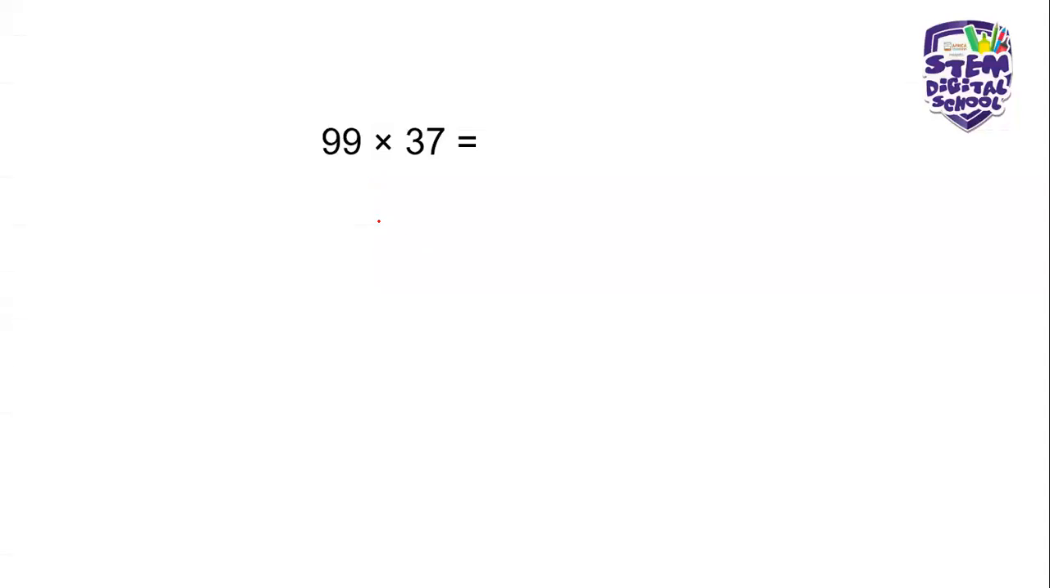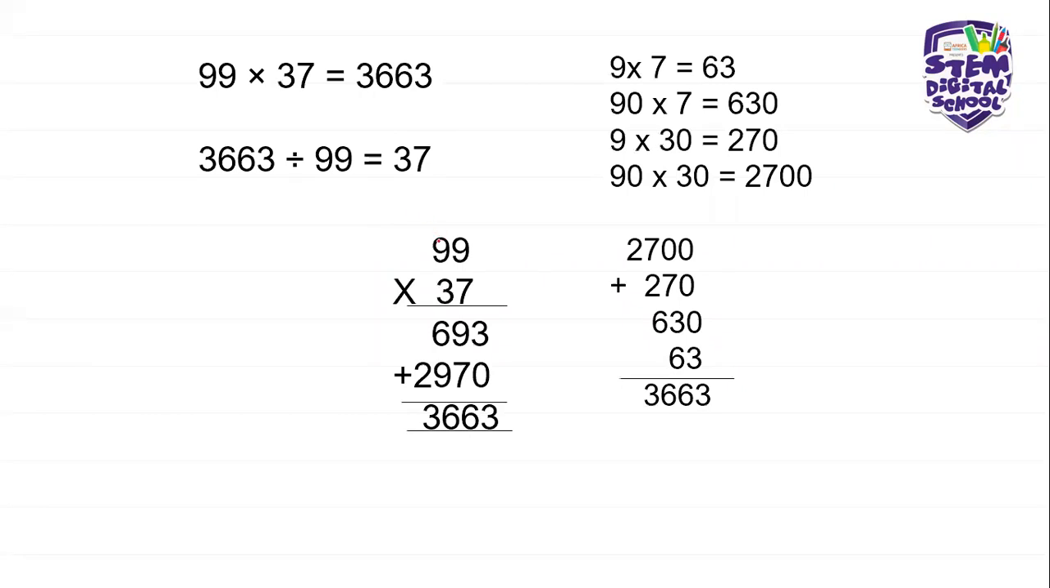Here's our answer. Our answer is 3,663. What did we do to get the answer? I will explain using this method. This one here, the one I prefer, the one I would say is quicker for me, but I would not know about you guys, but it's quicker for me.